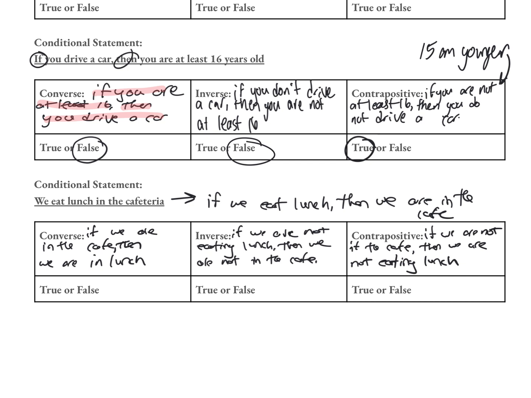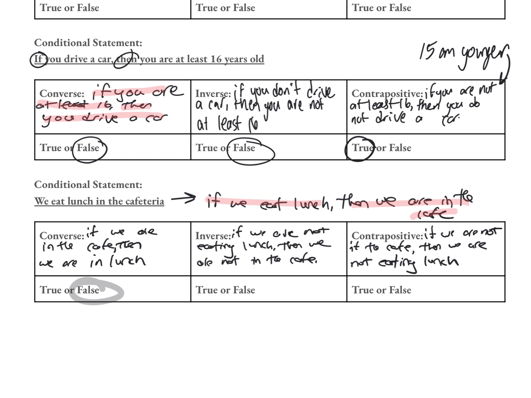Now, our last sentence here: if we eat lunch in the cafeteria. I rewrote that as a conditional. If we eat lunch, then we are in the cafeteria. If I do the converse, if we are in the cafeteria, then we are eating lunch. Just because we are in the cafeteria doesn't mean we are eating lunch. So that's another false statement.